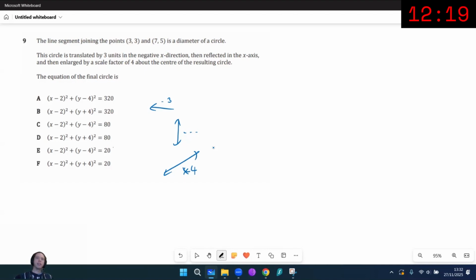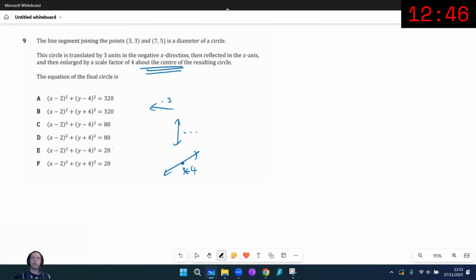And then enlarged by a scale factor of 4, ooh, okay, that's it. I misread. So: 3 units in the negative x direction, then reflected in the x-axis, and then enlarged by a scale factor of 4 about the center of the resulting circle. So it's really important where the center is. It's not the origin. It's about the center of the resulting circle. So that actually makes it easier, because that transformation doesn't change the location of the center.